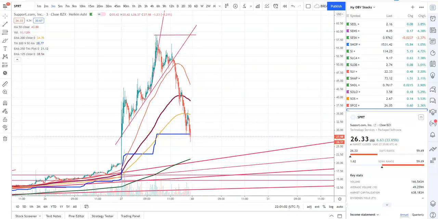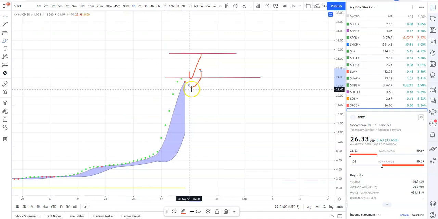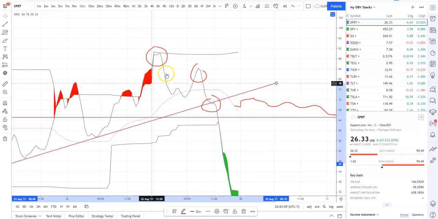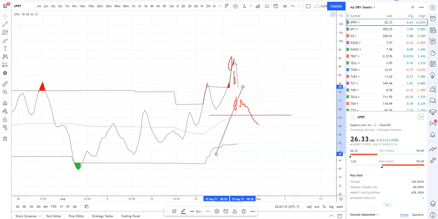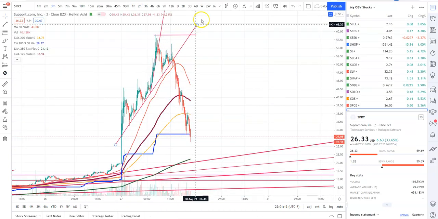So again, if we can get some cooperation from this 1 hour momentum and the DRSI on a 2-hour time frame, guys, that's exactly what's going to happen. We're going to blast to 60 and well above that if we can get some cooperation. So you're not going to want to miss that if indeed that does happen.